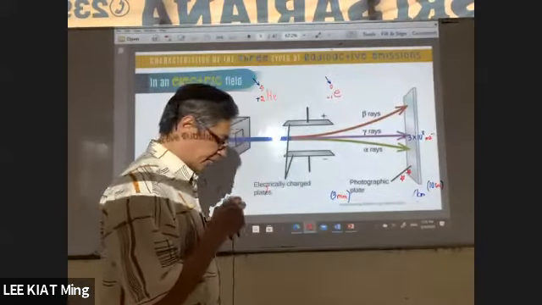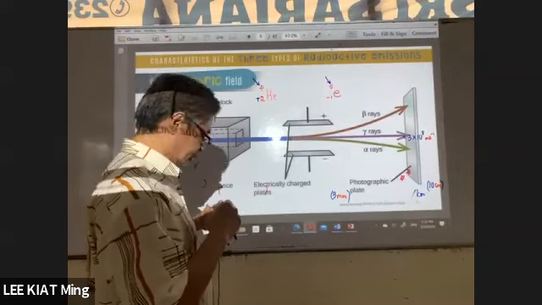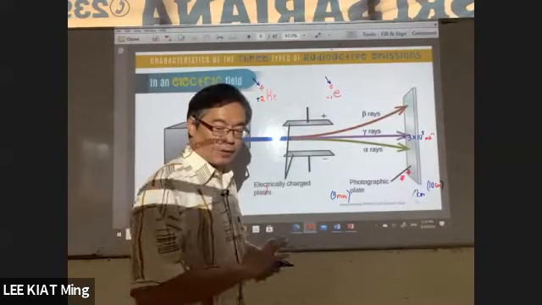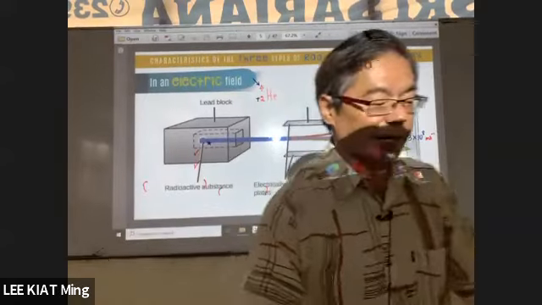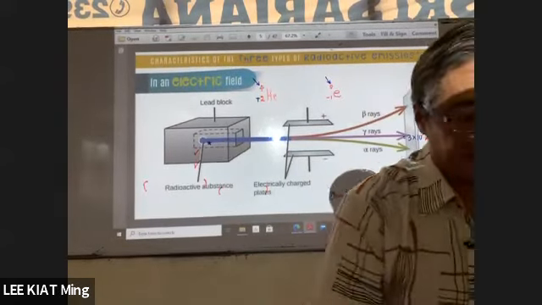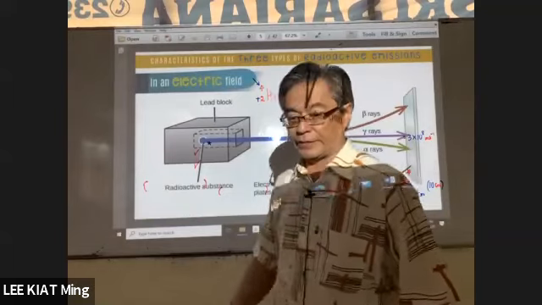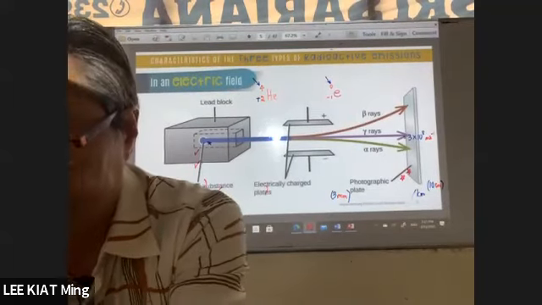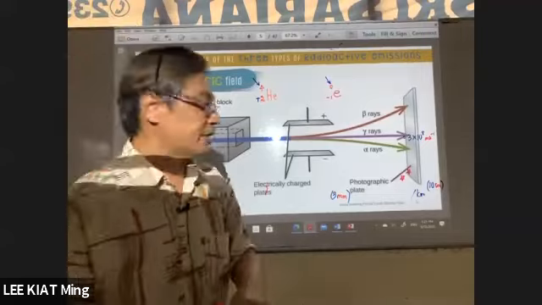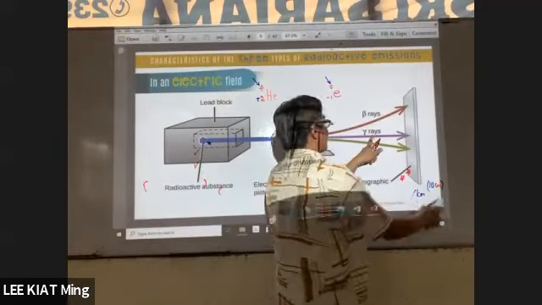The summary of the characteristics of these three. Look at the first, the one in the middle. The ray in the middle is actually gamma. Why does it travel in the middle? It travels in the middle because it has no charge, gamma.